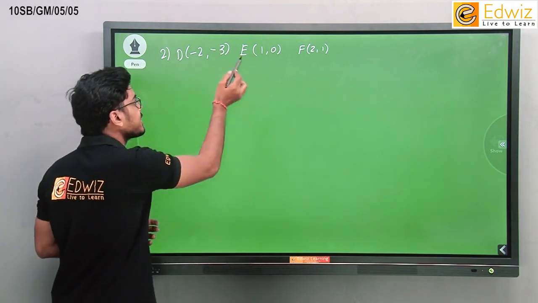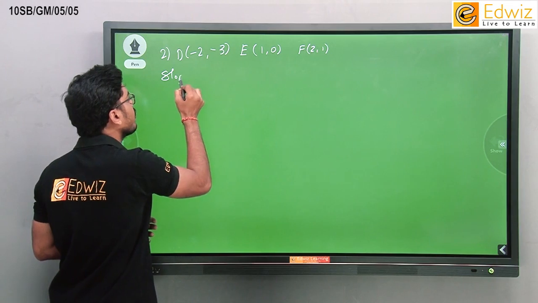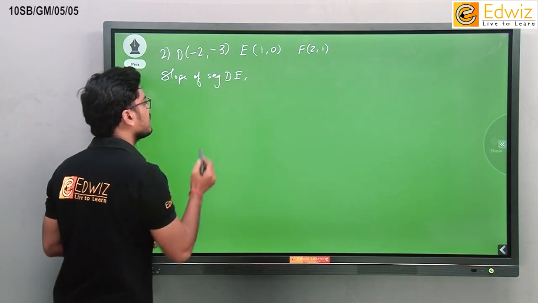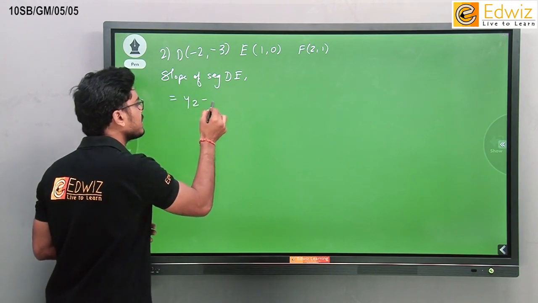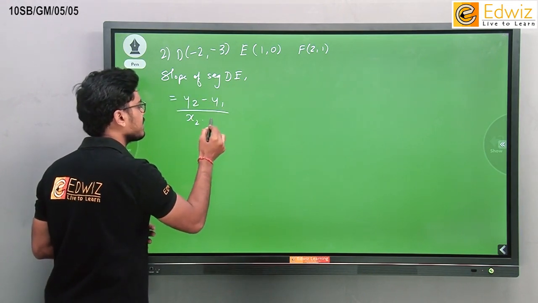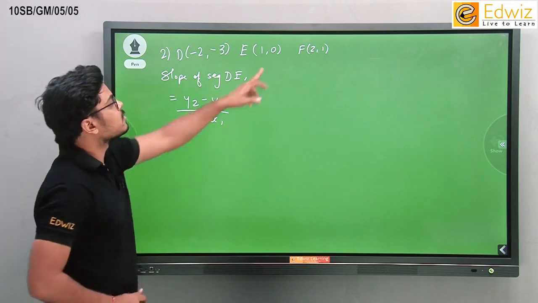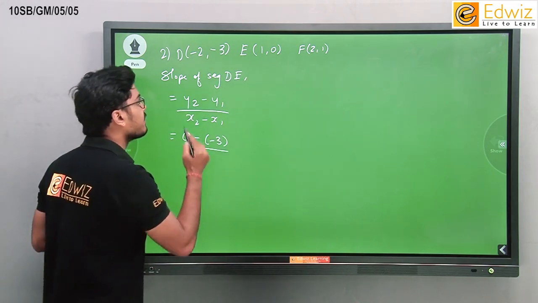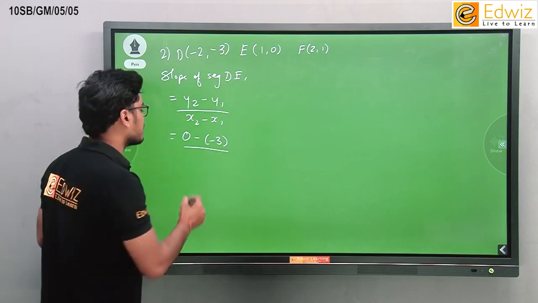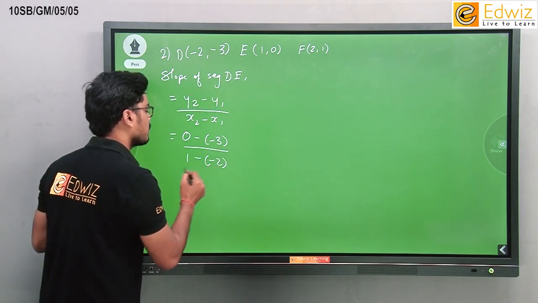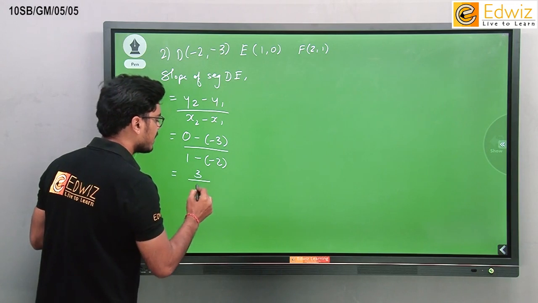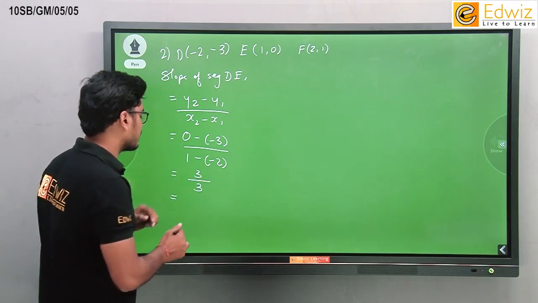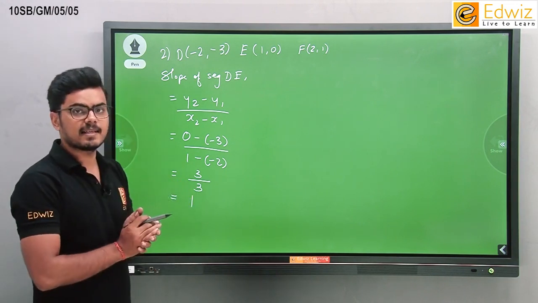First, let us check for segment DE. Slope of segment DE will be equal to y2 minus y1 upon x2 minus x1. Okay, so 0 minus minus 3 divided by 1 minus minus 2. Okay, this will be plus 3 divided by 3. 1 plus 2 will get, so 3. 3 upon 3 is 1. So the slope of this line is 1.